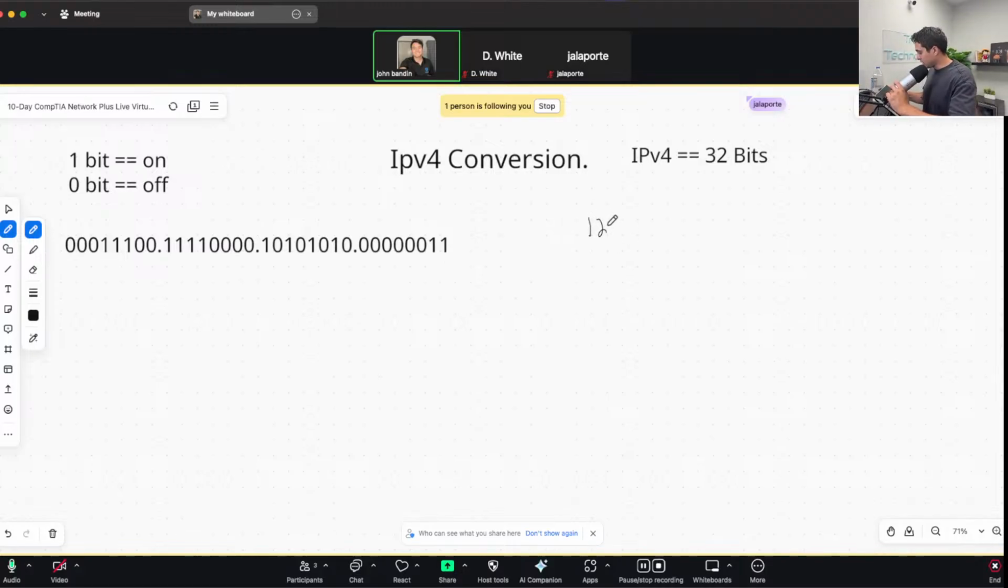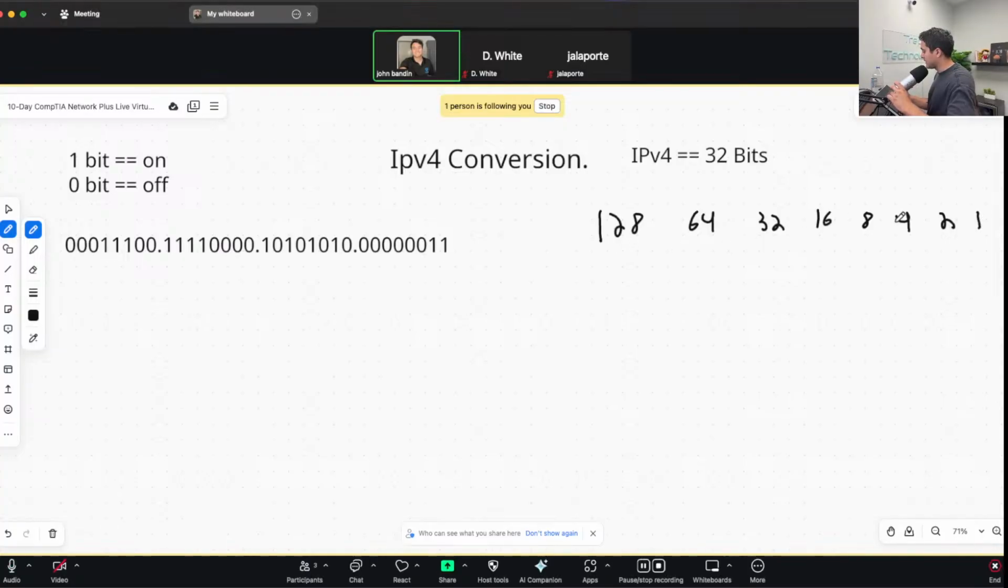It's going to be 128. Let me make this a little bigger. 128, 64, 32, 16, 8, 4, 2, and 1. That's our binary conversion chart.